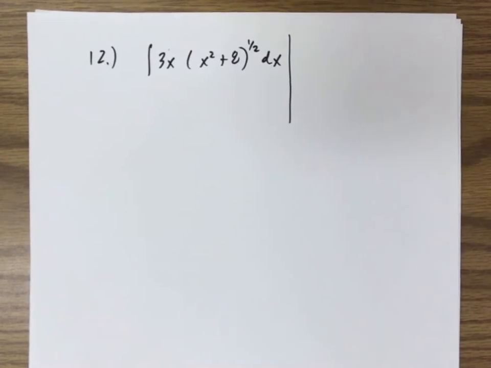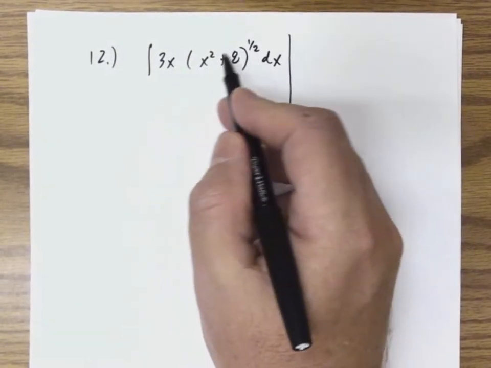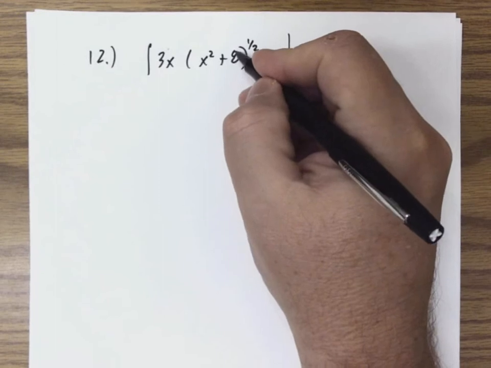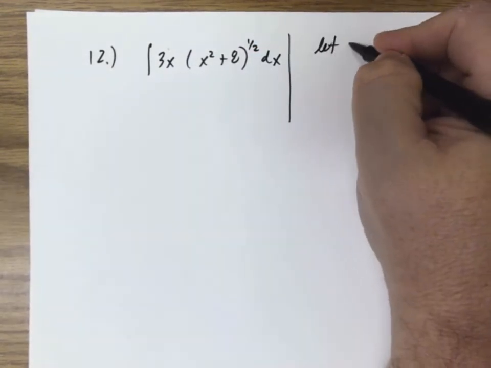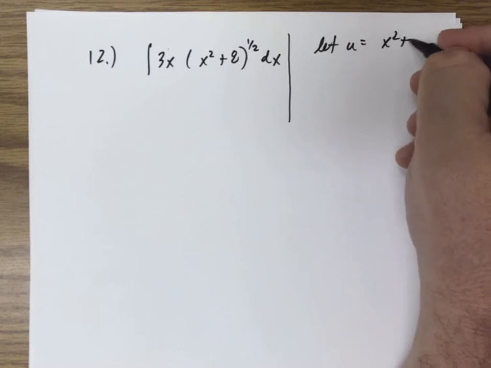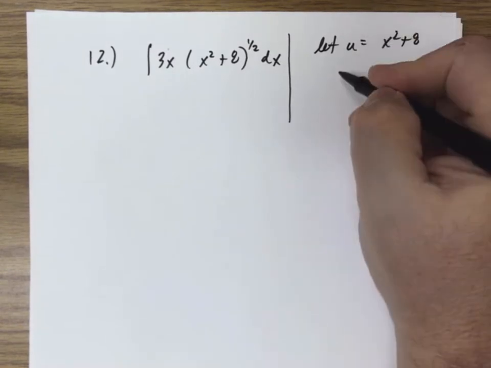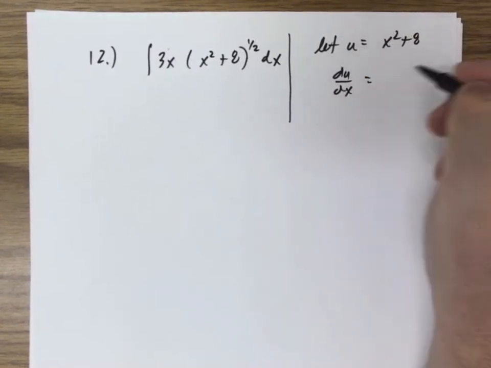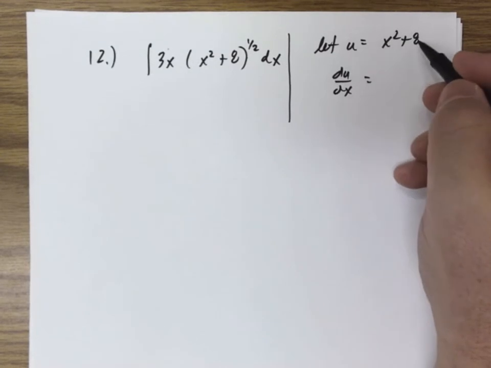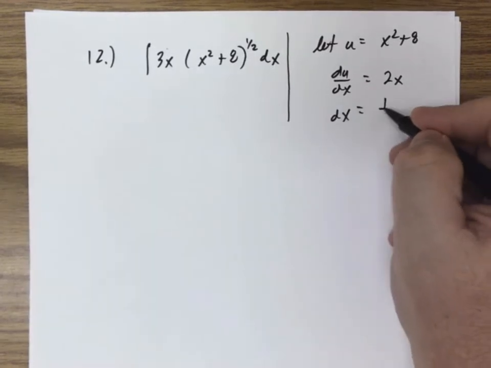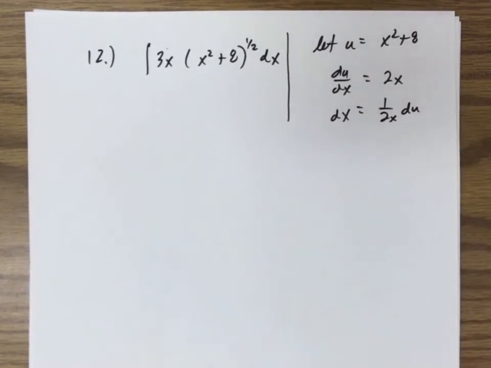Once again, usually when you have a choice, should I substitute for the x or for this parenthesis? Usually if you choose the messier thing, sometimes that's going to be a good guess. So let's set u equal to what's inside the parentheses. Let's just go through our steps and cross our fingers and see if something works out. Derivative of x squared plus 8 is 2x. If I solve for dx, I get 1 over 2x du. Once again, I've got the x hanging around, which I'm not thrilled about, but we'll see if things work out.